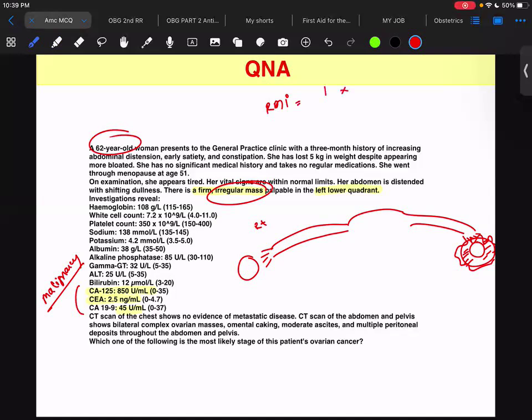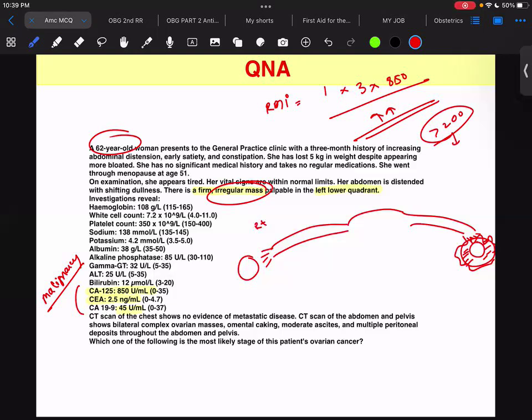irregular mass would be 1, postmenopausal would be 3, and then multiplied by 850, it would be really, really high. RMI is really high, of course more than 200. Therefore, we have to refer this patient to gynecology.